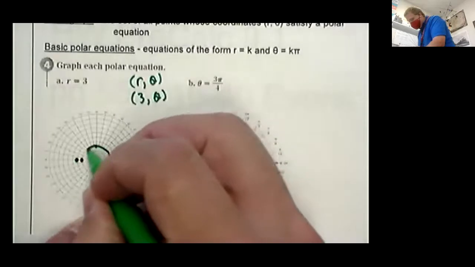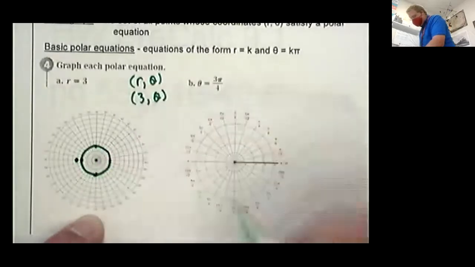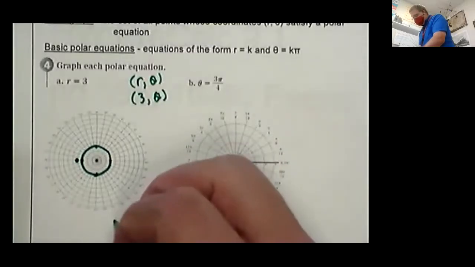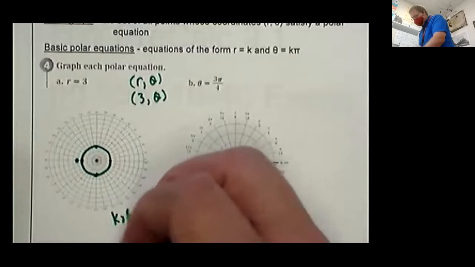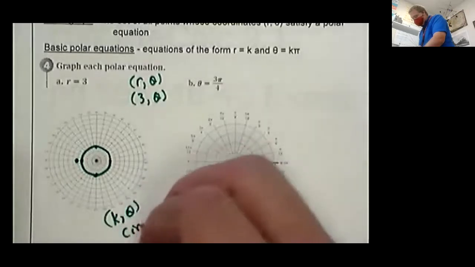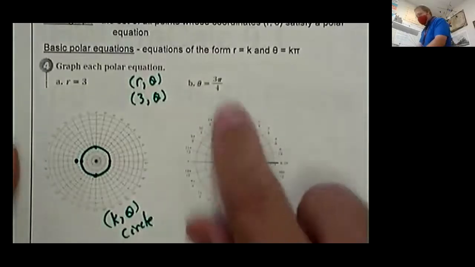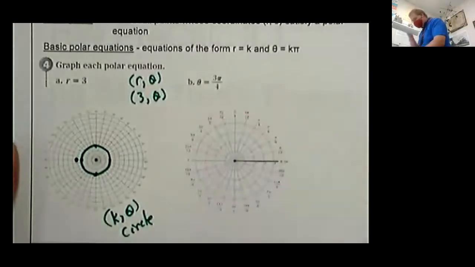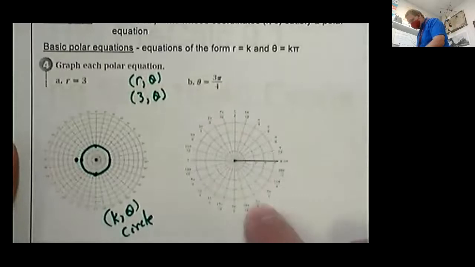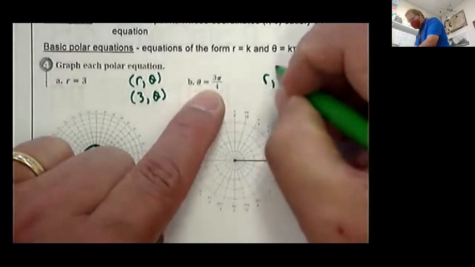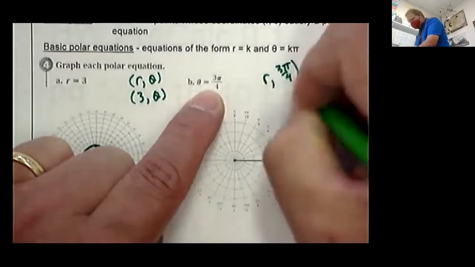And what do we get? Well, if we graph all of those points, we get a circle. So any equation of the form r equals k, we get a circle, where k is some number. What about where theta is 3 pi fourths? Well, now we can use any r with the theta 3 pi fourths.